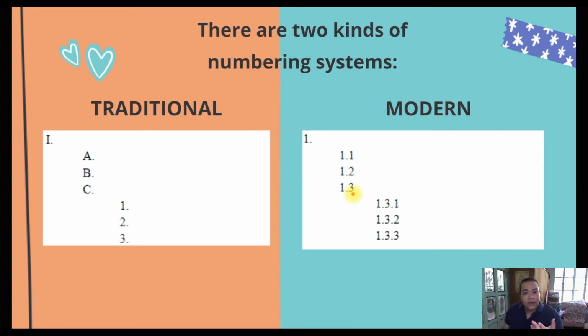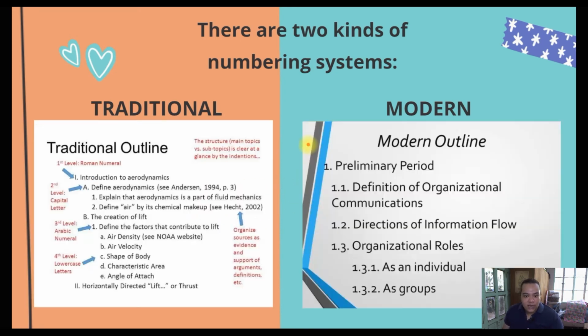In academic writing, we mostly use the modern outline system or the modern numbering system because it is more uniform, it is more formal looking than the traditional. Here is an example of the outlines. As you can see here, it looks a little bit chaotic because of the different symbols. It looks a little informal, which is why we use the modern outline.